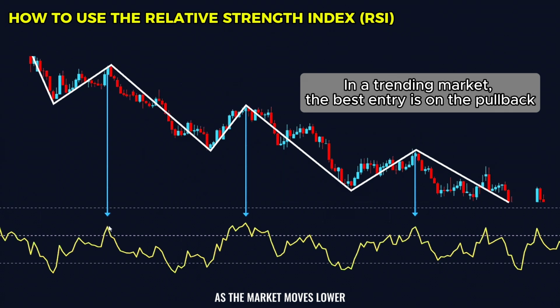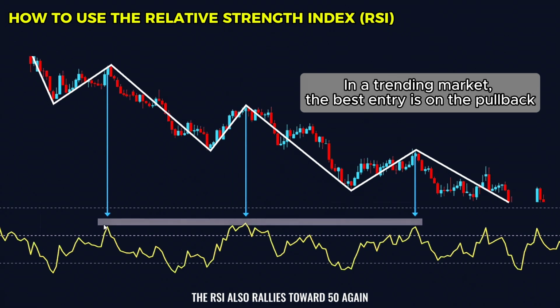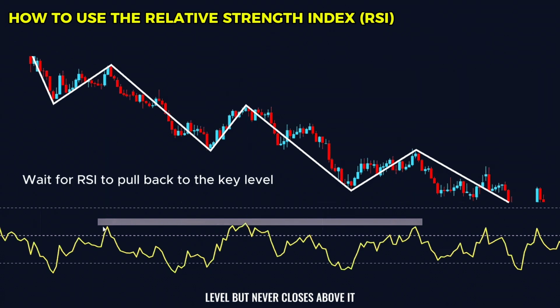As the market moves lower, the RSI stays below the 50 level. When the price makes a pullback, the RSI also rallies toward 50. Again, notice that the RSI touches the 50 level but never closes above it. This tells us that bearish momentum is still strong. The downtrend is still intact. At this point, we look for a selling opportunity.